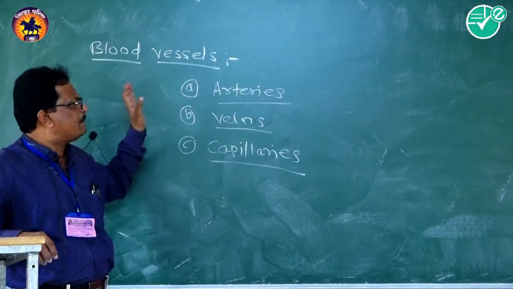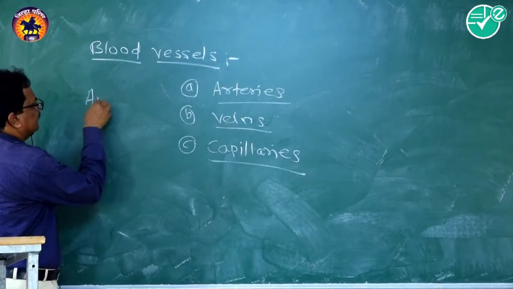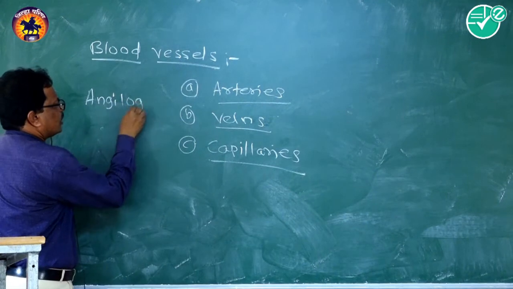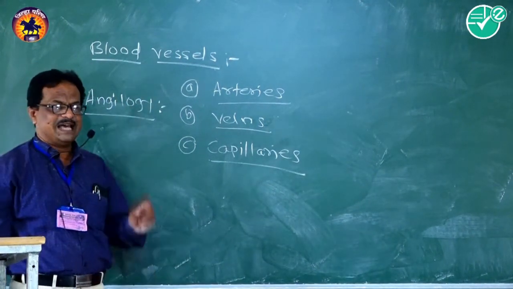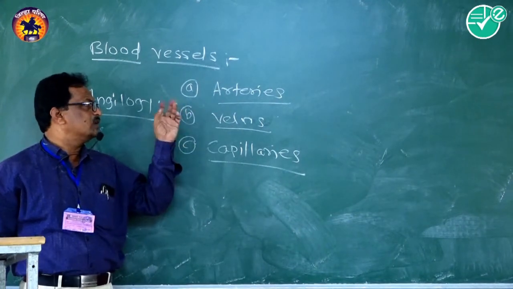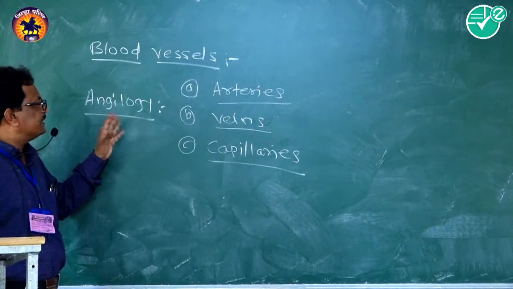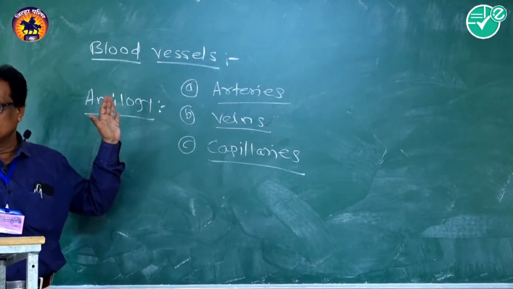The study of blood vessels is known as angiology. Angiology is nothing but the study of blood vessels, meaning the ultrastructure or the histological structure of blood vessels is studied in this branch, which is known as angiology.